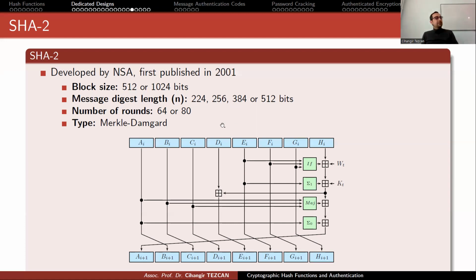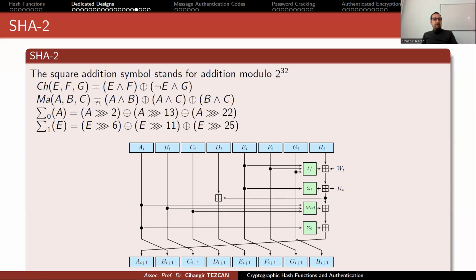But if you need military-grade security, you should use this one. So the number of runs actually depends on the message digest length, also the block sizes. But as you can see, there are more words now, so that it can support 256 bits. So there are more operations like majority here, sigma, and so on. But all of these functions are also defined like this, so they are not that different.